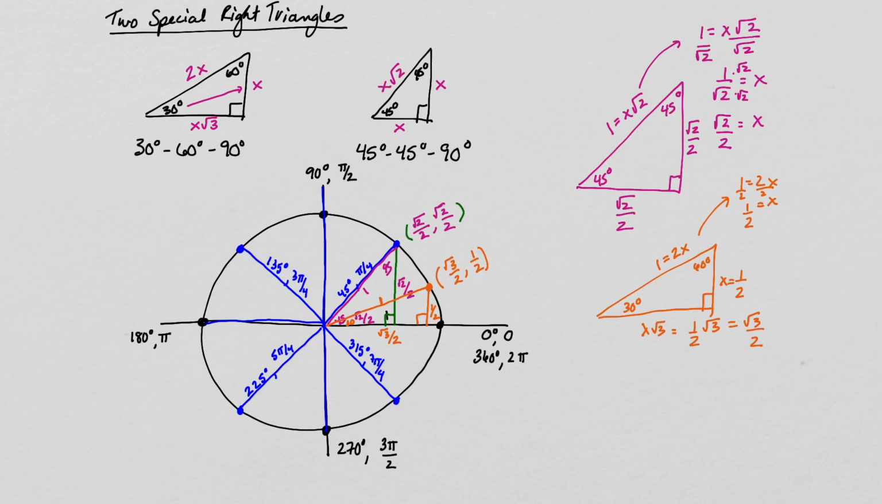So let's go to this next page here. This is the complete unit circle filled in. I have a unit circle in Canvas that you can go and look at. You can download and print it off. You can Google unit circle and find a unit circle. So this is the unit circle.